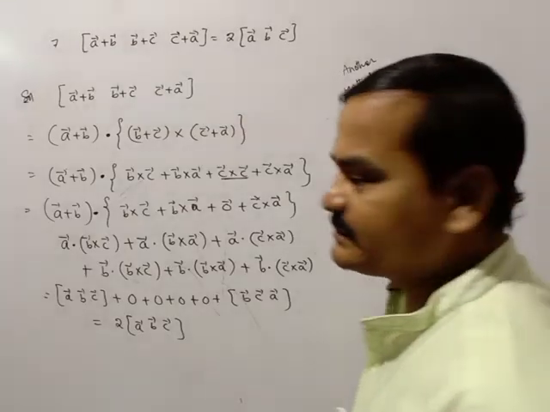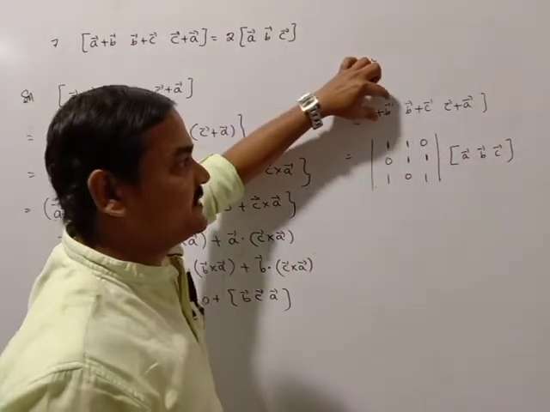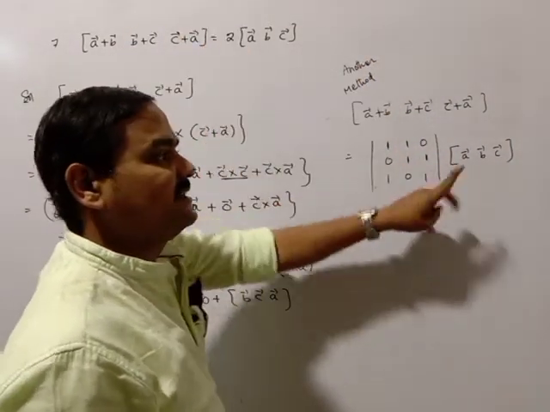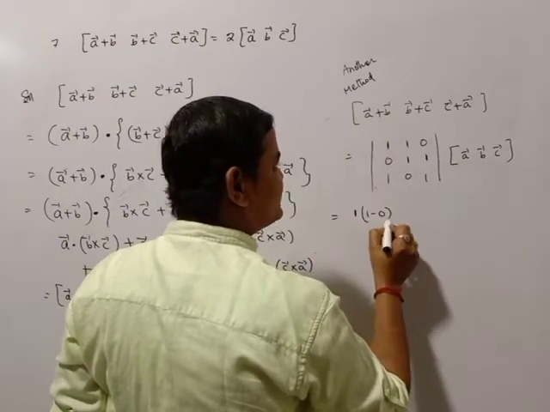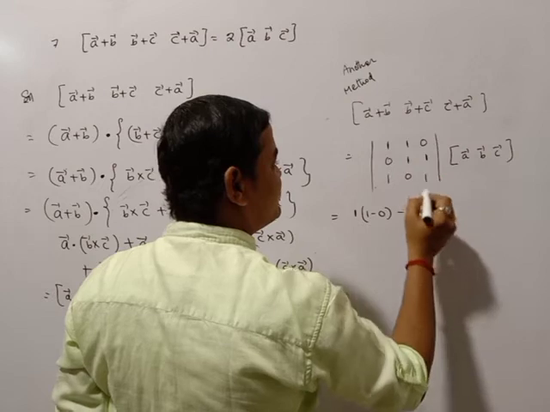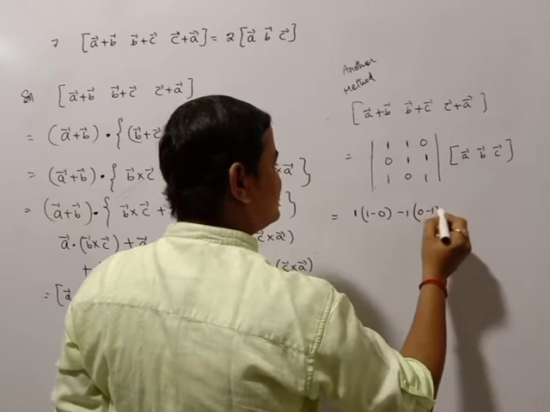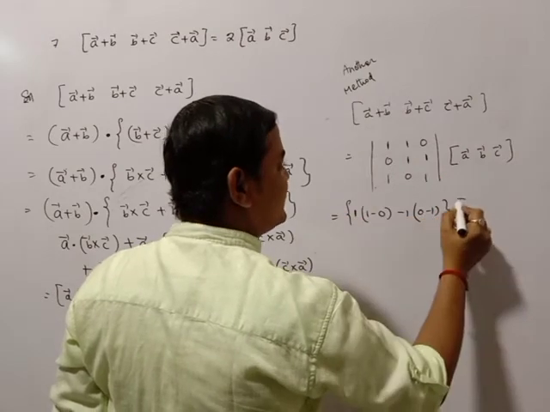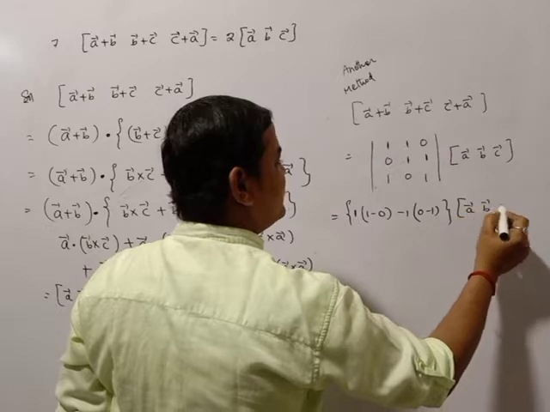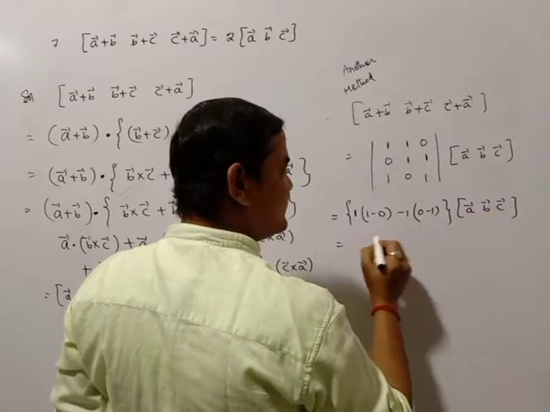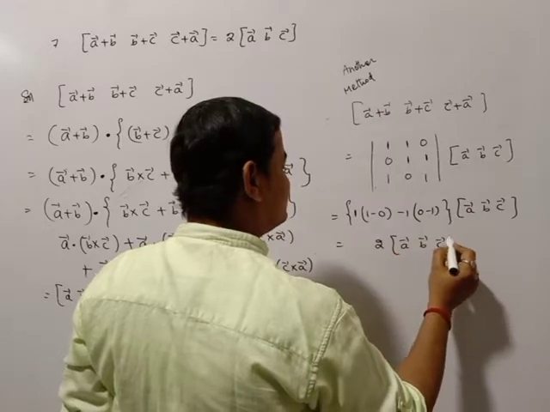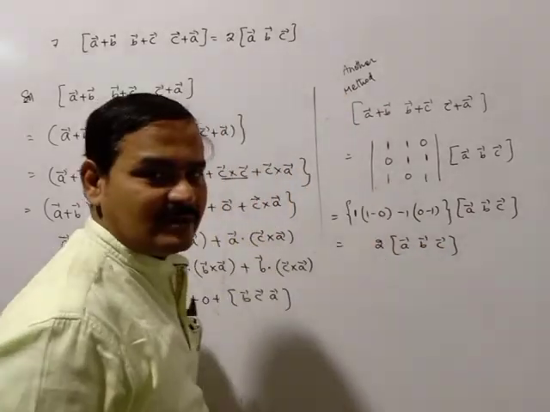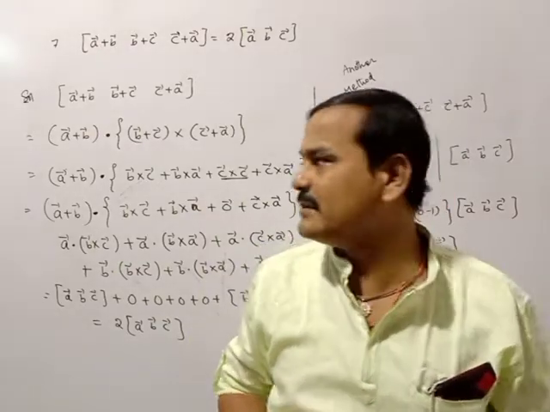I explained that in the earlier class. If you are given any linear combination of the other vectors, then you must expand the determinant and find its value. 1 into (1 minus 0), minus 1 into (0 minus 1), plus 0 into something is 0. Leave it. Into box of A bar, B bar, C bar. That is 1 plus 1 is 2 into box of A bar, B bar, C bar. This is also one of the methods, but it is only for competitive purposes. Don't do it as the regular method.